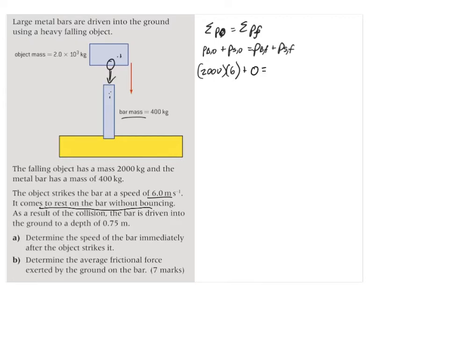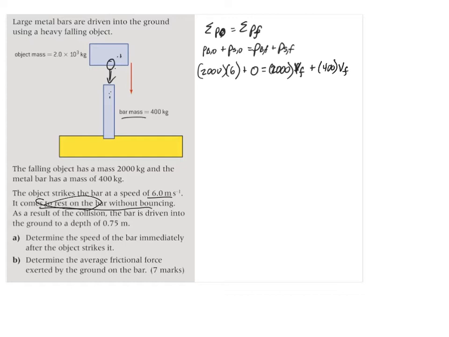And so here we're going to have our mass, which was 2,000, times its final velocity. And then this is going to be plus the momentum of the small, which was 400 times its final velocity, which is the same velocity because it came to rest. They're moving together, right? That's what it said right here. Comes to rest on the bar without bouncing. All right, so now we should be able to solve.